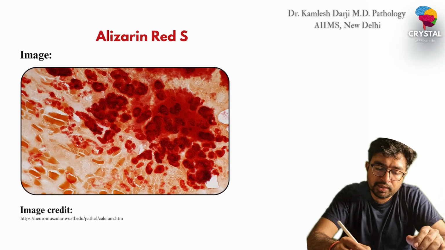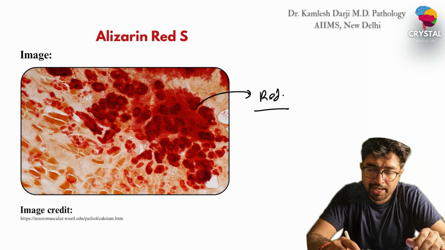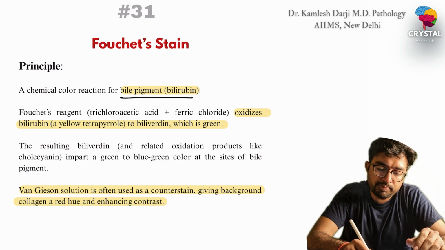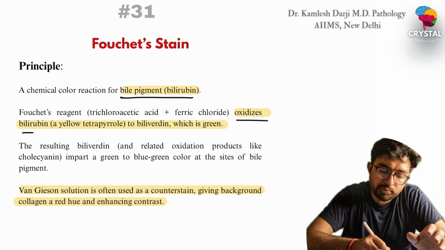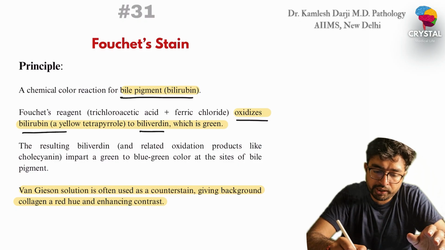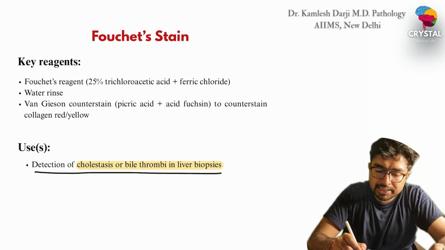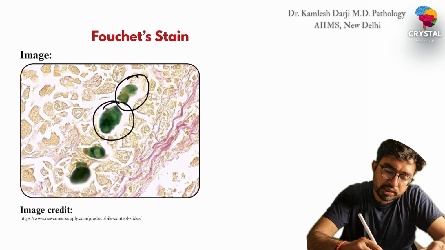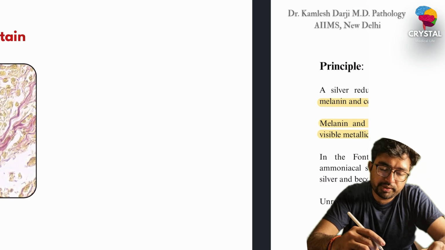So you can see here the calcium deposit turn out as red in the alizarin red S stain. Next one is the Fouchet stain, and it is used for the bile pigment demonstration. The principle is that this reagent oxidizes bilirubin into biliverdin, which is green in color. What is the use? Detection of cholestasis or bile thrombi in liver biopsy. So you can see here, Fouchet stain is marking the bile pigments in the liver biopsy.